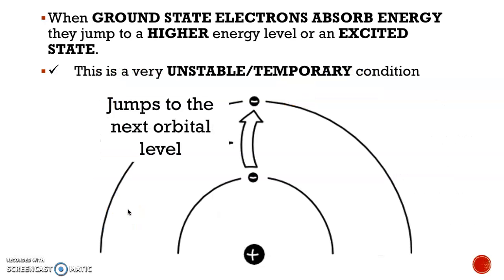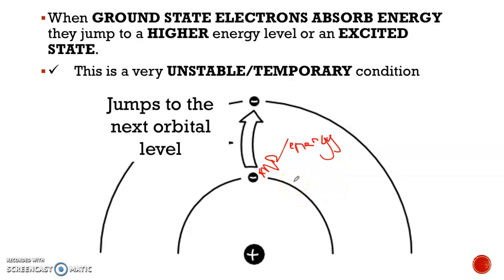Some of you might be wondering, okay, I understand ground state, I understand excited state, but how do we go from ground to excited? Very simple. I'm going to use, hopefully, a colored pen to explain something. So when ground state electrons absorb energy, so this electron right here, when it absorbs energy, and let's say that energy is a photon, it's usually a photon. So that's my energy.